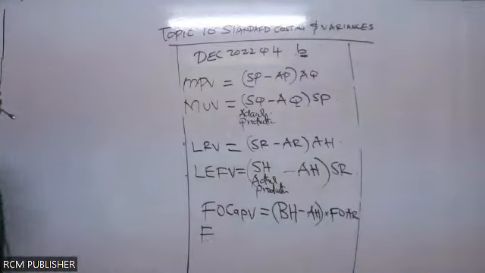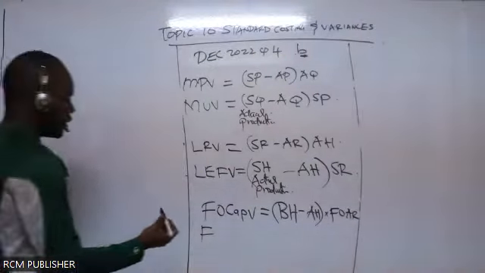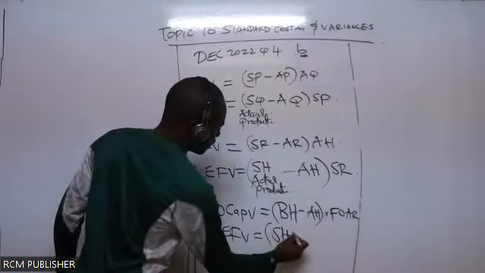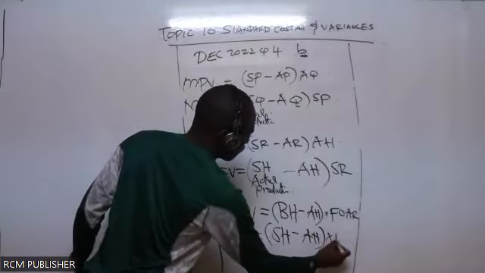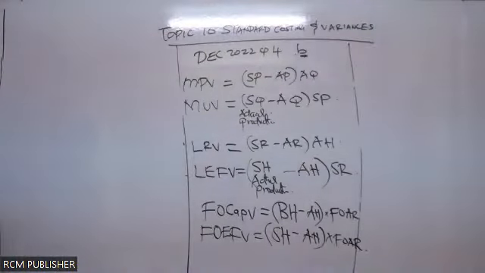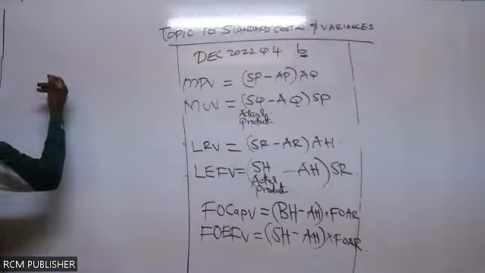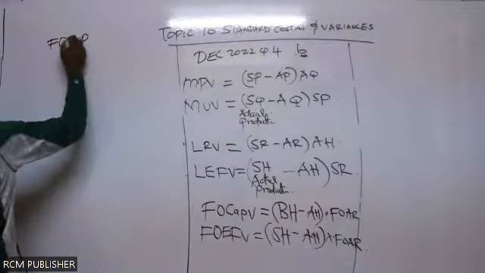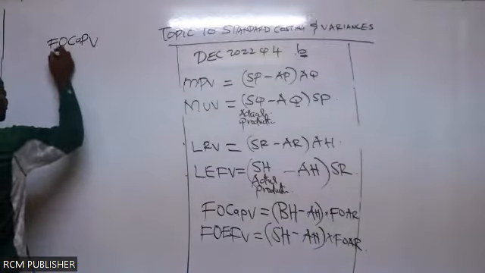So the next one that you are required to calculate, after fixed overhead capacity variance, is the fixed overhead efficiency variance, which is equivalent to standard hours minus actual hours, then you multiply by the fixed overhead absorption rate. This overhead absorption rate is something that we are familiar with. So we need to get the fixed overhead capacity variance. That is what we need to calculate.